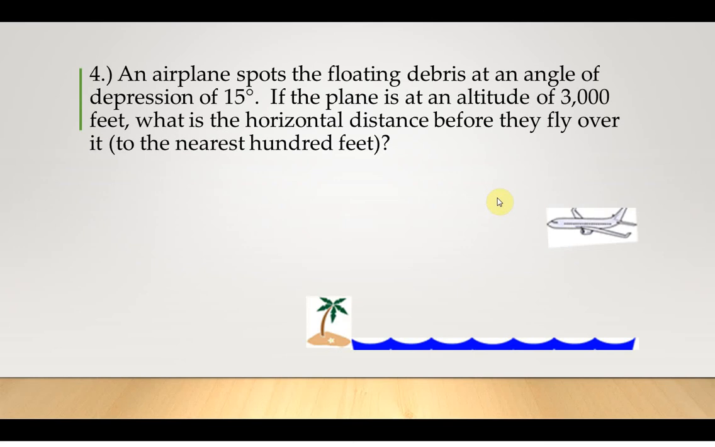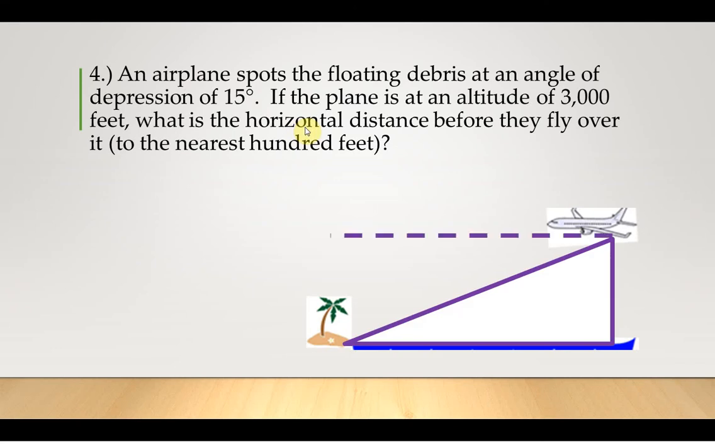An airplane spots floating debris at an angle. I know we got an island here, but let's pretend it's floating debris, okay? It was the easiest picture I could grab from the notes. At an angle of depression of 15 degrees. So remember, if here is my right triangle, my angle of depression comes from the horizon. So it's not here going down, it's here going down. It's alternate interior, boom, boom, with the angle of elevation.